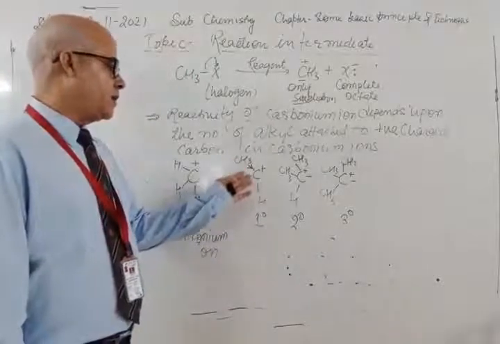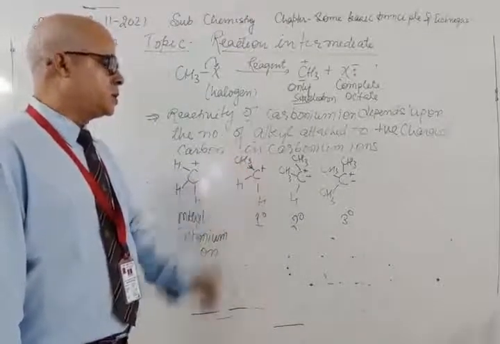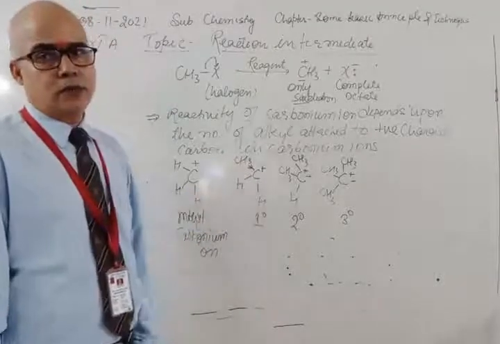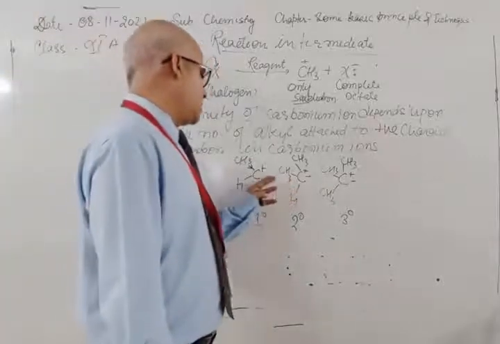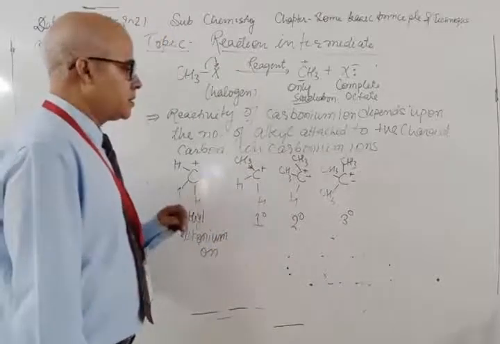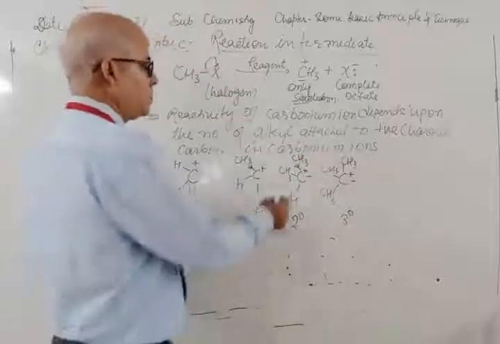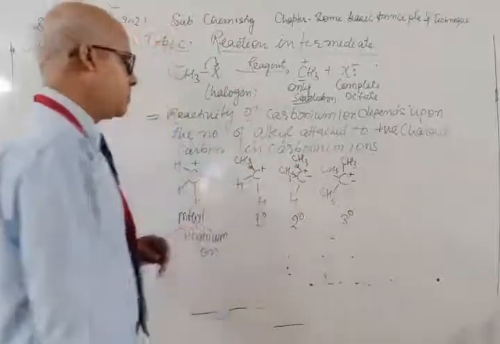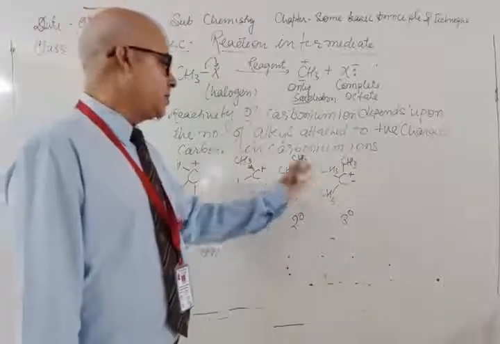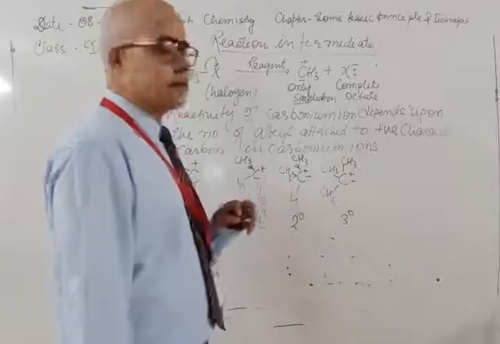The requirement of electron is completed by this. How? By pushing electron toward this carbon, because this carbon is more electronegative than this one. Now you can see that this species is less reactive than this one. If one more alkyl group is added, then electron density increases, the positive charge becomes weak, and it becomes less reactive than this one.